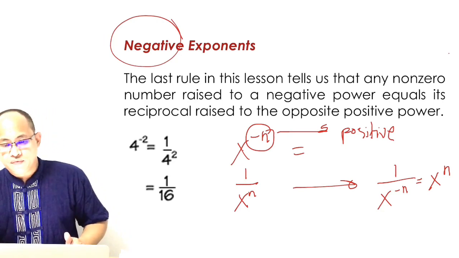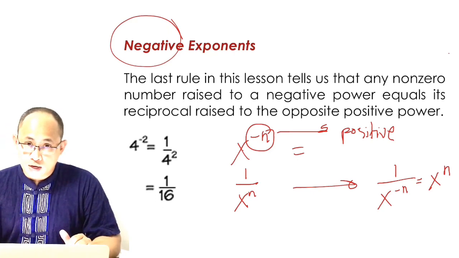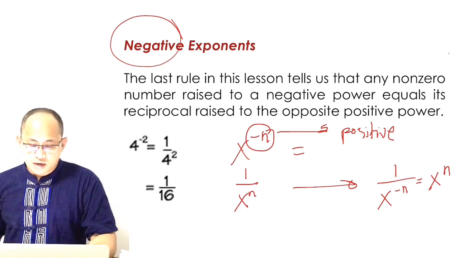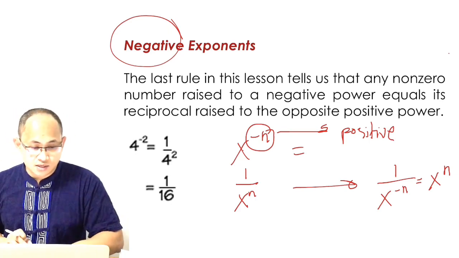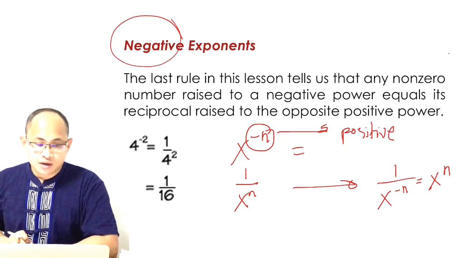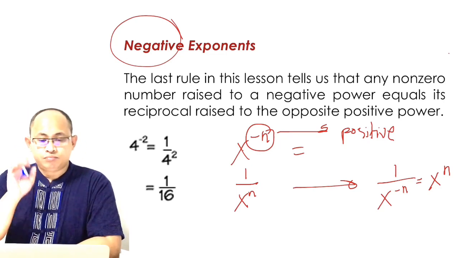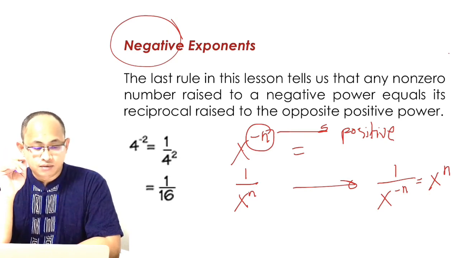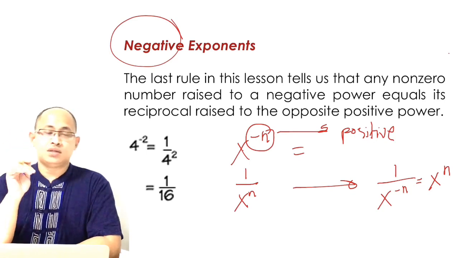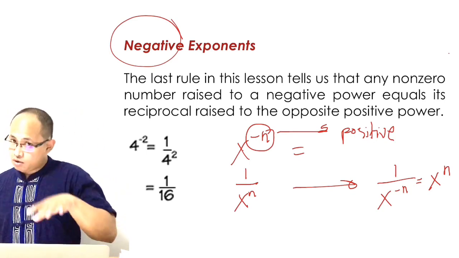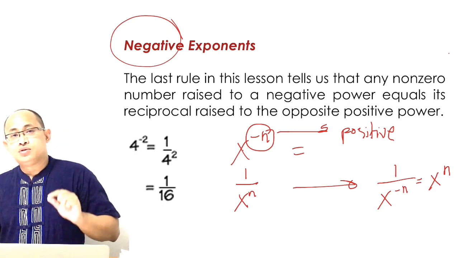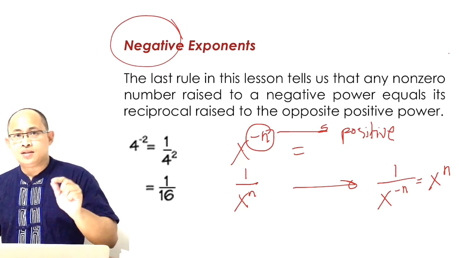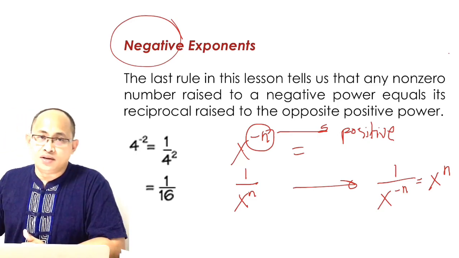First is the rule of 1. Second is the product rule. Next is the power rule. Next is the quotient rule, that's the fourth one. The fifth one is the zero rule. And the sixth one is the negative exponent. So remember all those rules of exponents so that you will be able to simplify any equations or any expressions that are raised to a certain power or index.